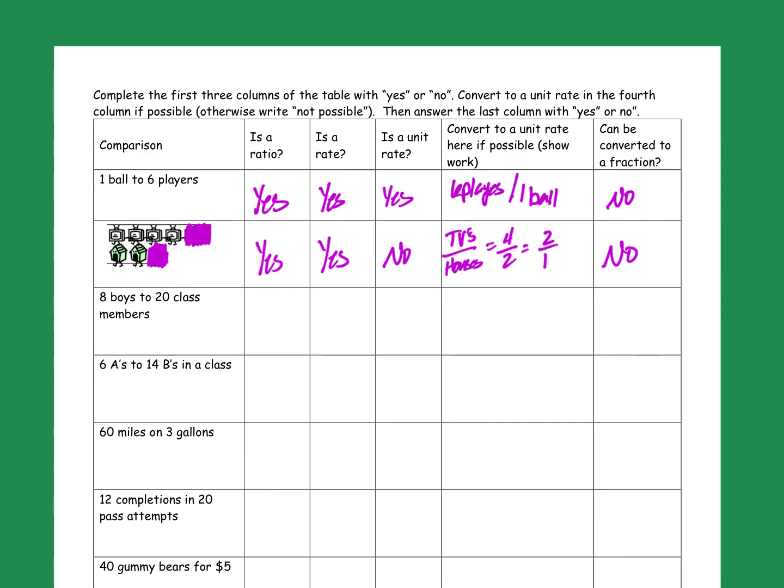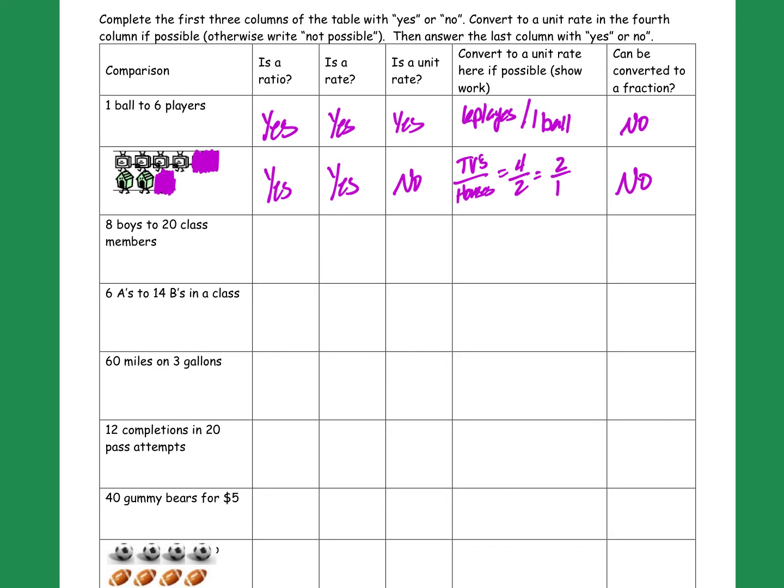8 boys to 20 class members. Is it a ratio? Yes. Is it a rate? No. Why is it not a rate? Because remember, a rate is 2 things that aren't the same, right? So this is not a rate.